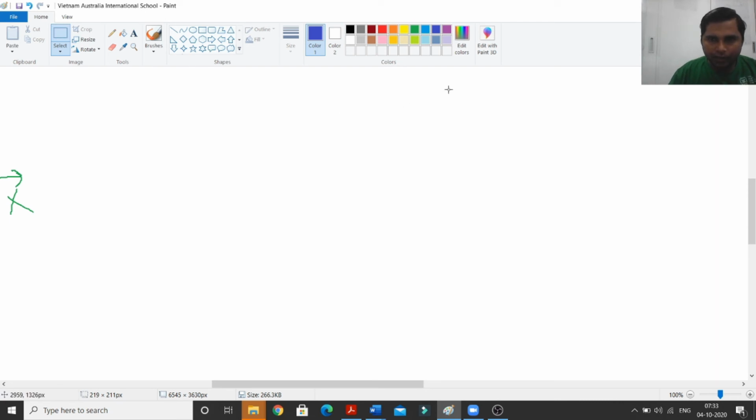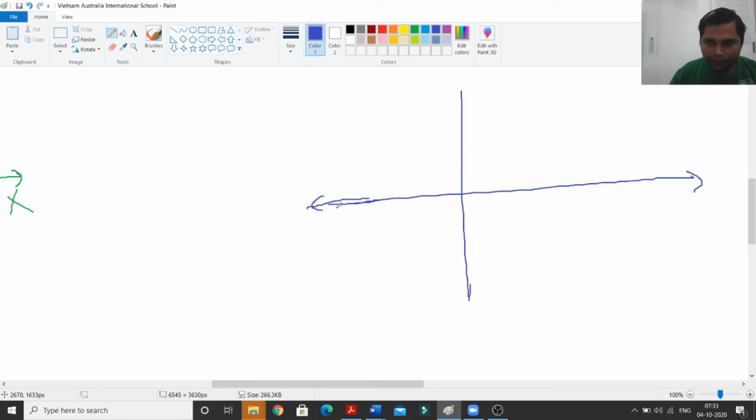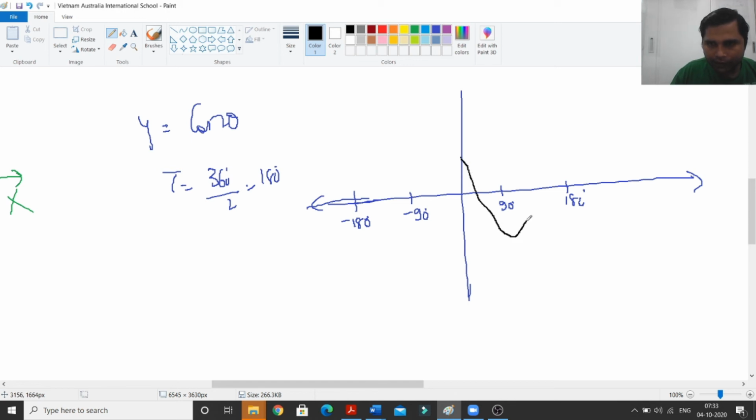Now the graphical method. Let's draw the cos 2 theta graph between minus 180 and 180, so y is equal to cos 2 theta. Here the period will be 360 divided by 2, which is 180 degrees. The range will be minus 1 to 1. So let's quickly draw 90, 180, minus 90, minus 180. Okay, now the graph will be somewhat like this.